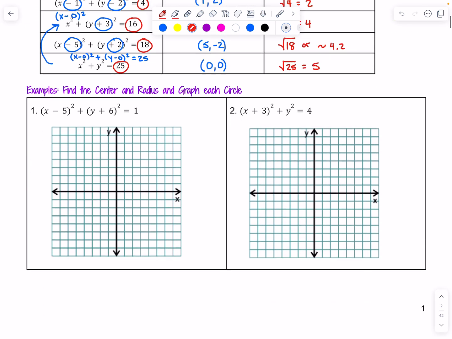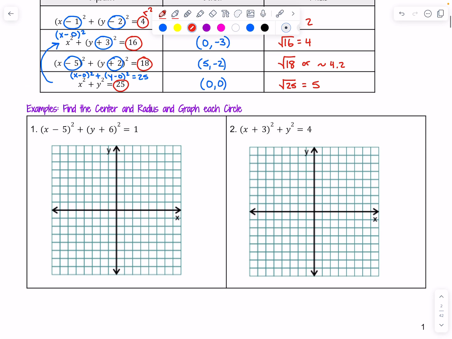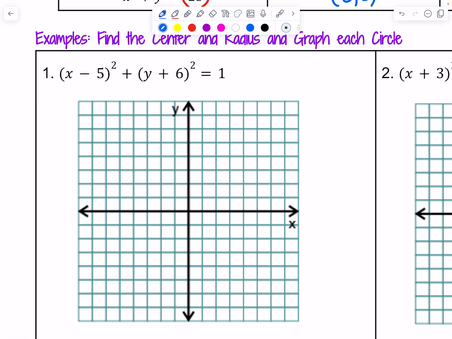All right, for the last two examples, we're going to find the center and the radius and graph each circle. For this example, we have (x - 5)^2 + (y + 6)^2 = 1. So our center point is going to be (5, -6). Let's go ahead and graph it. Go right 5 since it's positive, so 1, 2, 3, 4, 5. And then down 6 because it's negative, so 1, 2, 3, 4, 5, 6. Our center point will be right there.